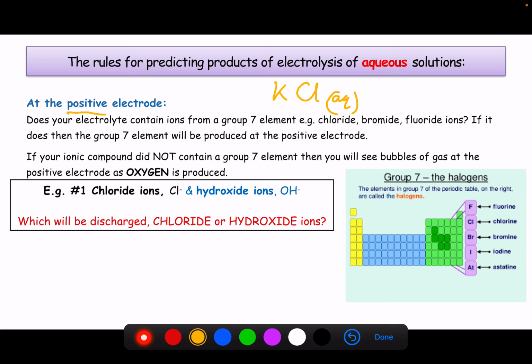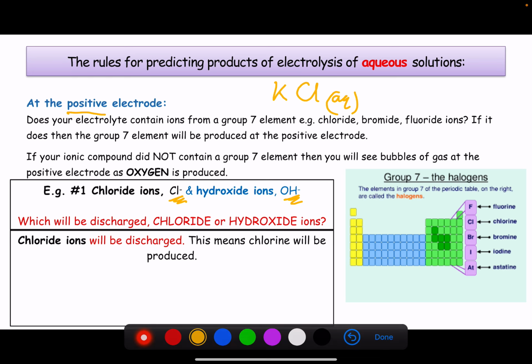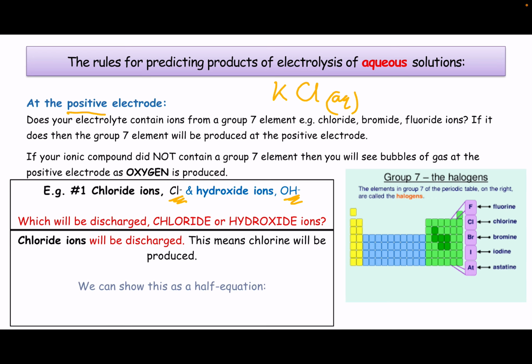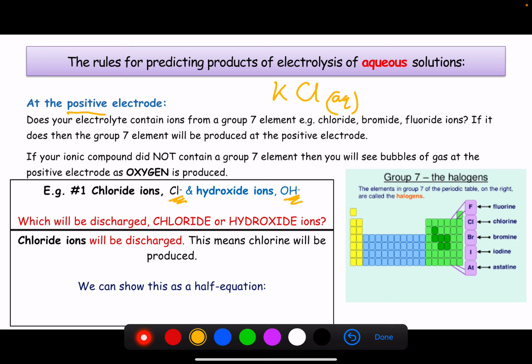Well, if it's a solution of potassium chloride, it means I've got aqueous chloride ions. And because it's a solution, I know I've got negative hydroxide ions. I need to apply the rule to think, well, what is discharged? The chloride or the hydroxide ions? Well, the rule tells me that if I've got a halide ion, it's that which is discharged. So I've got chloride ions. Those will be discharged and they'll produce chlorine, which, as ever, we can show as a half equation.